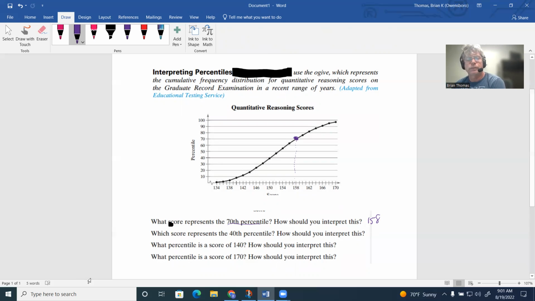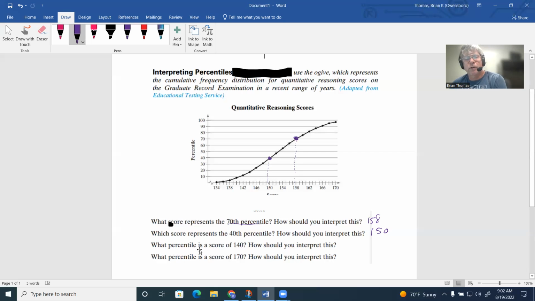So that's not bad. Which score represents the 40th percentile? If we come across here, it looks like we're hitting this spot right here. And if we come down, that looks like it's at 150. So the score is 150. If you scored a 150, what that's saying is you scored 40% better than the class, and 60% of the people did better than you. So that's not quite as good.